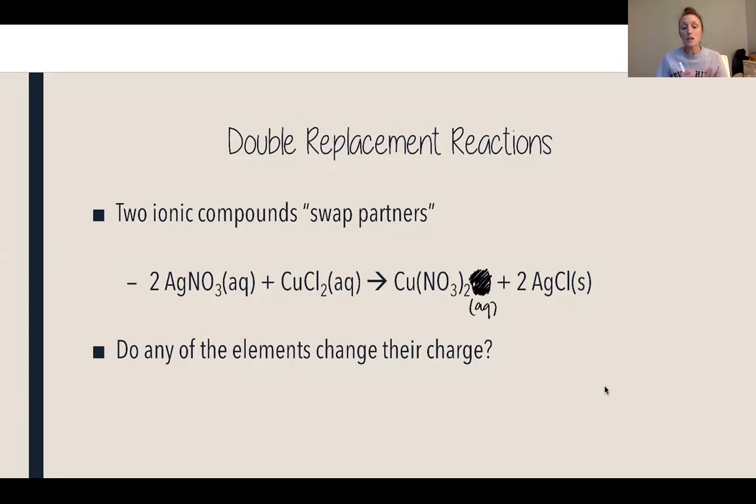The question I want to ask here is, do any of these elements change their charge from side to side? So if you remember in a single replacement reaction, we had elements on the reactant side and product side where their charge changed. They were neutral on one side and they might have had a positive charge on the other side, or they were neutral on one side and had a negative charge on the other side. Let's look first at, in a double replacement reaction, are the charges going to change? Let's break each of these compounds apart and take a look at that.